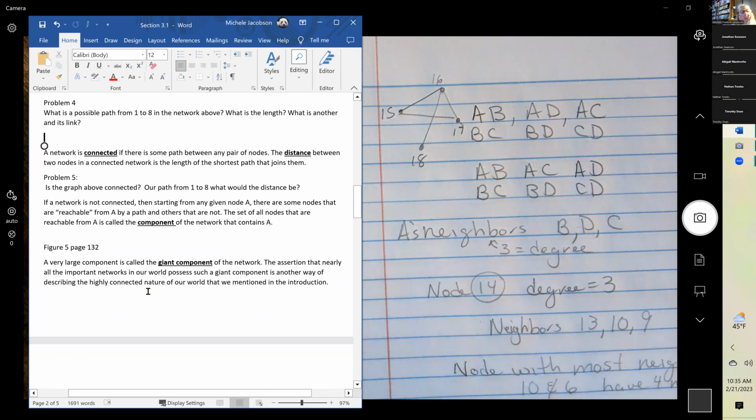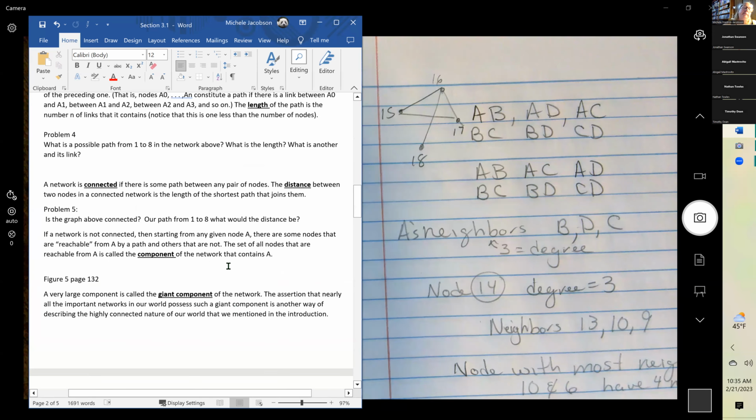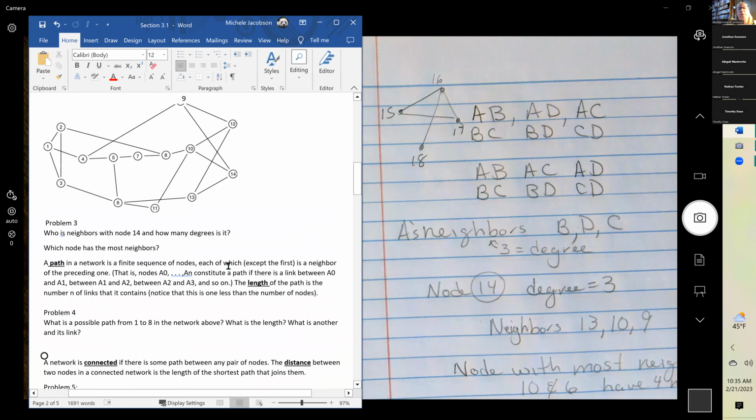A very large component is called a giant component of the network. The assertion that nearly all the important networks in our world possess such a giant component is another way of describing the highly connected nature of our world that we mentioned in the introduction. So a giant component would be the main component, and this is one that branched out over here. And this would be your giant component.